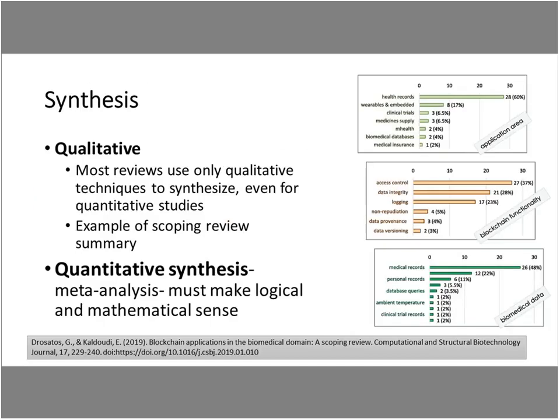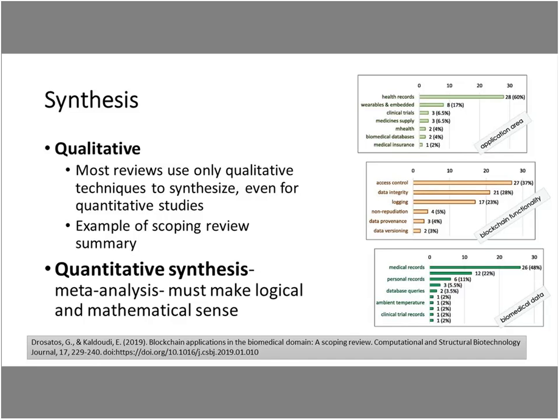So I just have a little bit here about synthesis types. Most systematic reviews are only going to be synthesizing in a qualitative way. This is an example of what they did in this scoping review, where they were trying to look at how people are using blockchain applications. So they were just thematically placing all the studies they collected into different applications.